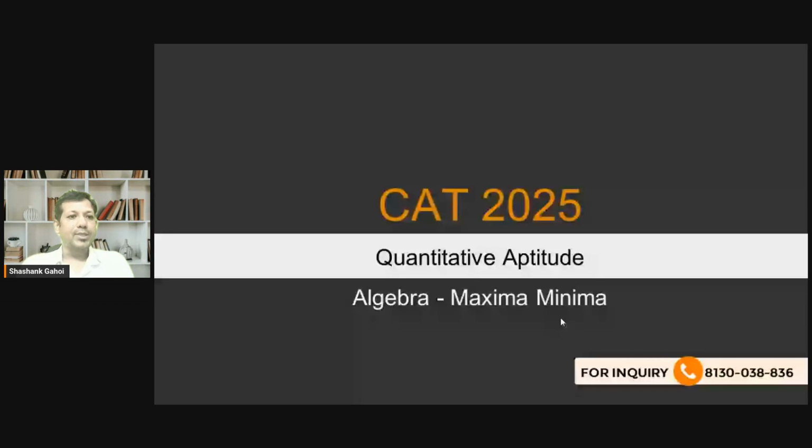We are going to talk about CAT 2025 algebra. In algebra, we are going to cover the topic of maxima and minima. In maxima and minima, we have got a few questions over the period of time, and let's start. And I'm Shashank. So let's start this.